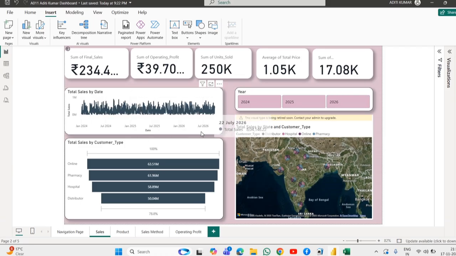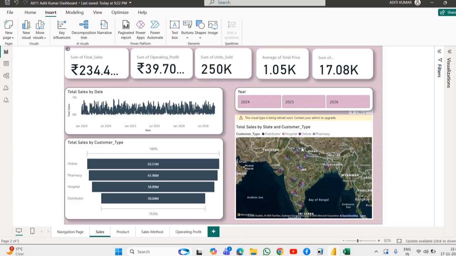Here my customer types are basically online, hospital, pharmacy, and distributor. It helps us identify which of the customer segments contribute most to the revenue. This line chart visualizes sales over time, revealing the peaks, the dips, and any seasonality. And at the bottom, this map represents sales by state, highlighting the geographical performance.